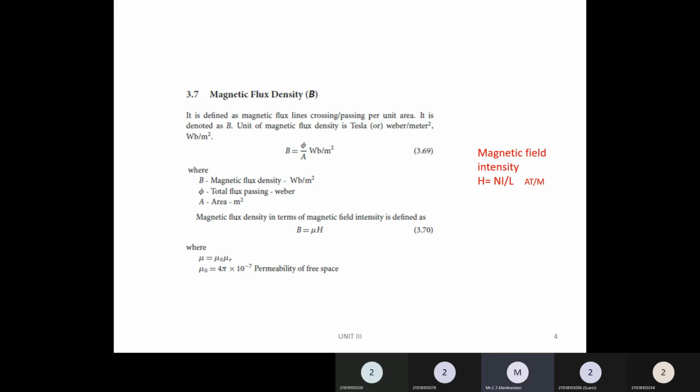So for free space, the relative permeability is 1, and for iron material, similarly, we will be having it as 1000 or 5000 like that. So it depends upon the medium used, you will be having the mu r value there.